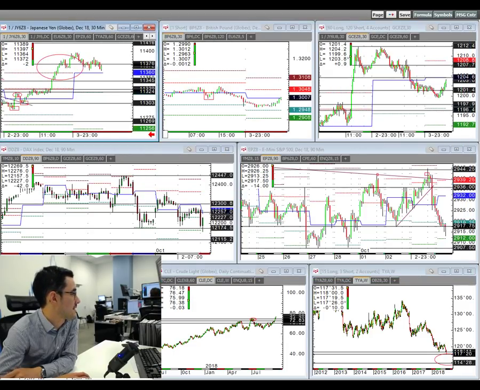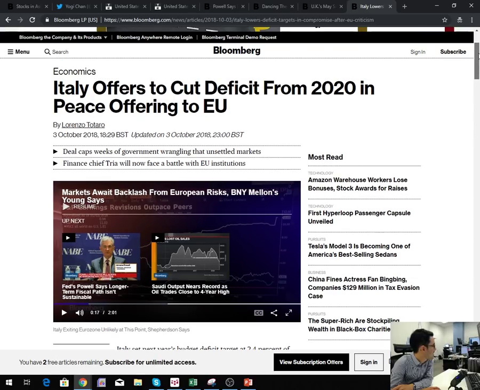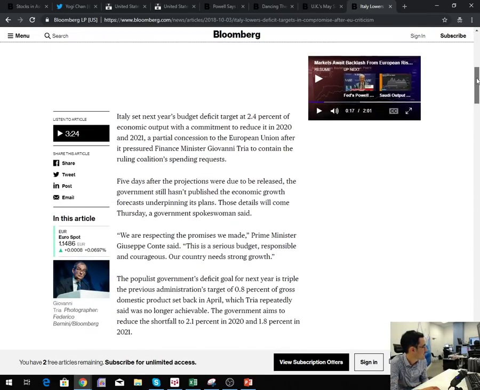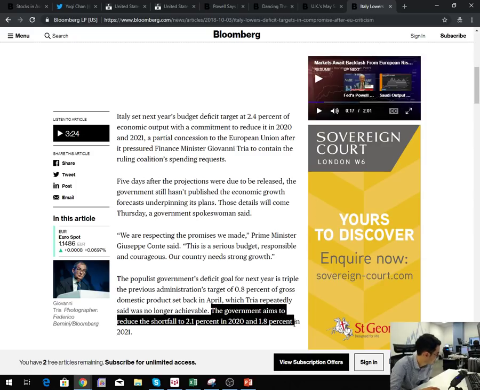All right, let's have a quick look then, final headline, and then I'll go on to the calendar. Italy offers to cut deficit from 2020 and peace offering to the EU. So this is the final kind of deal then. The populist government's deficit goal for next year is triple that of the previous administration. We know this, but the government aims to reduce the shortfall to 2.1% in 2020 and 1.8% in 2021. So they've come down again.